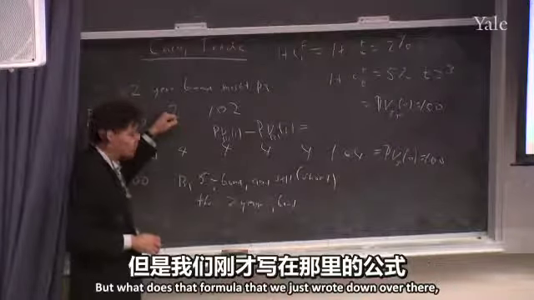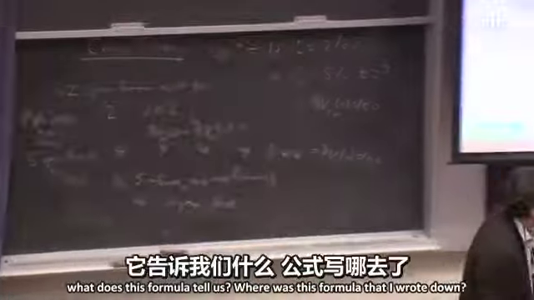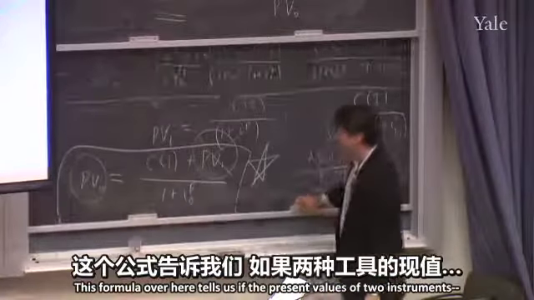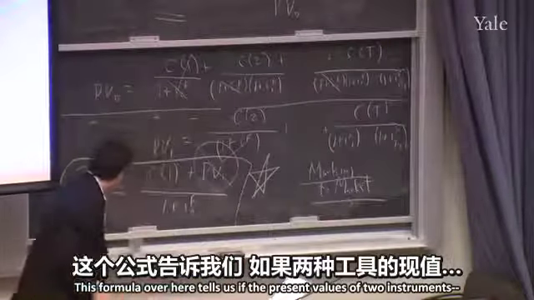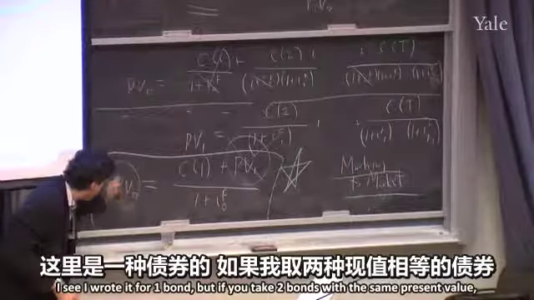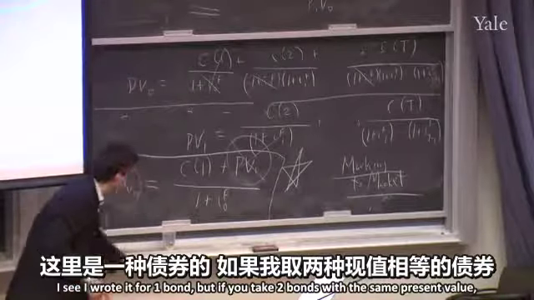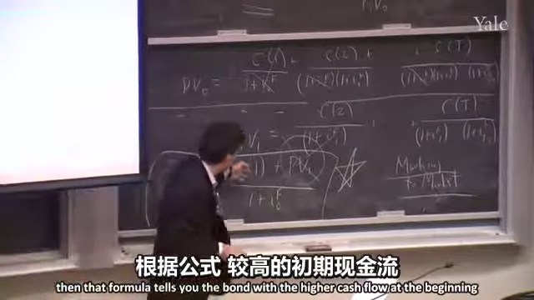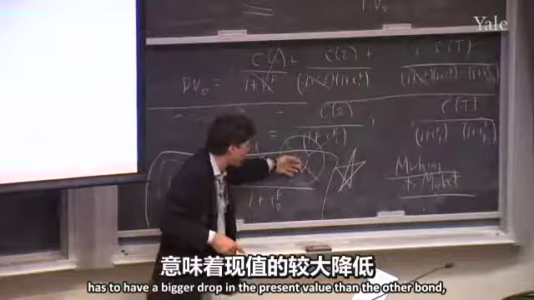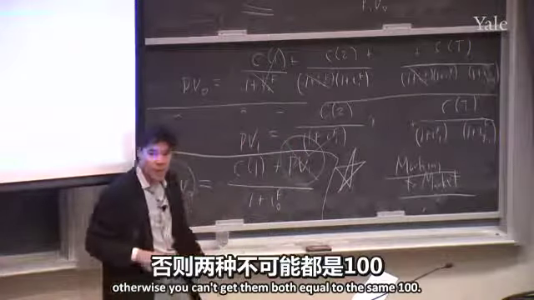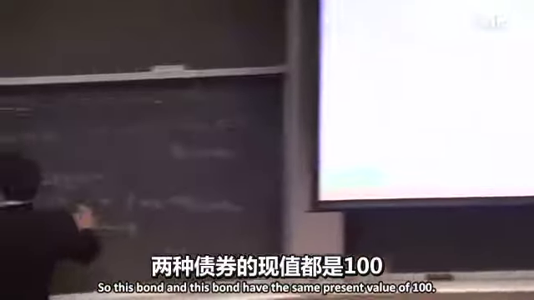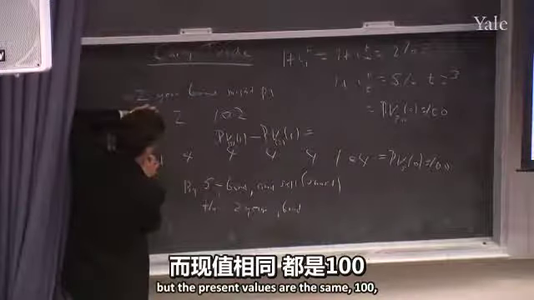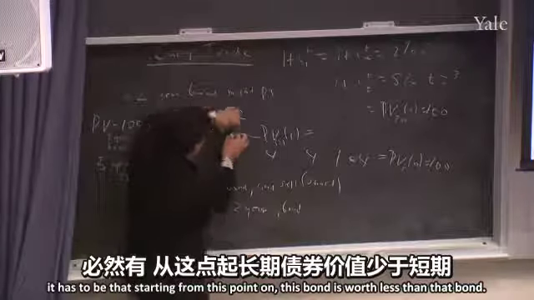Okay, but then what does that formula that we just wrote down over there tell us? This formula over here tells us, I see I wrote it for 1 bond, but if you take 2 bonds with the same present value, one of which has a higher cash flow in the first period than the other, then that formula tells you the bond with the higher cash flow at the beginning has to have a bigger drop in present value than the other bond. Otherwise, you can't get them both equal to the same 100. So this bond and this bond have the same present value of 100. Because this payment is bigger than this payment, but the present values are the same, 100, it has to be that starting from this point on, this bond is worth less than that bond.